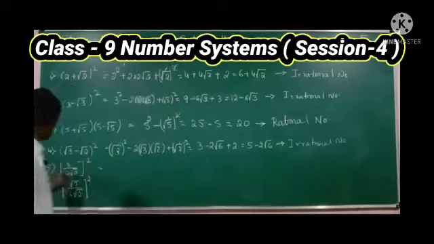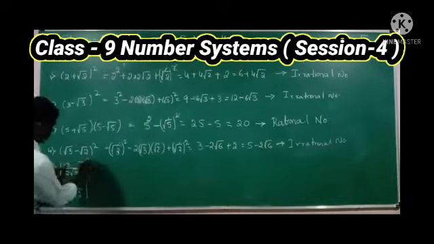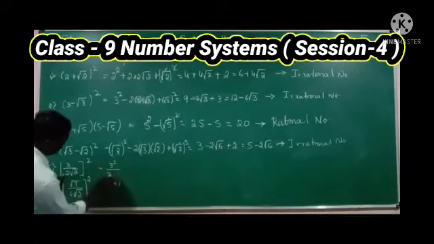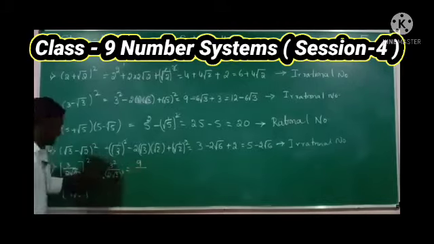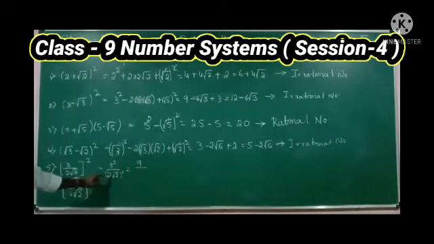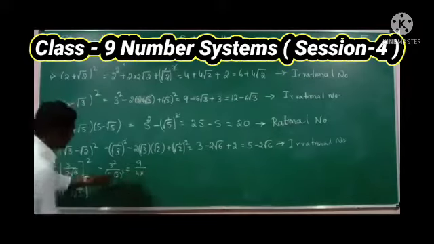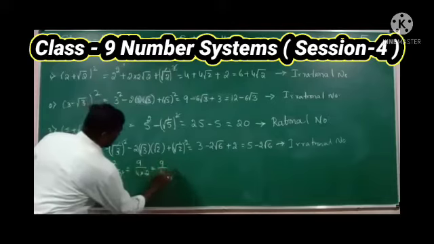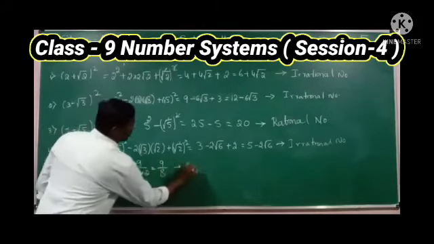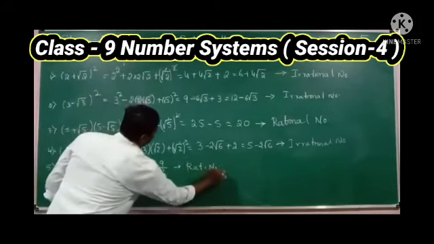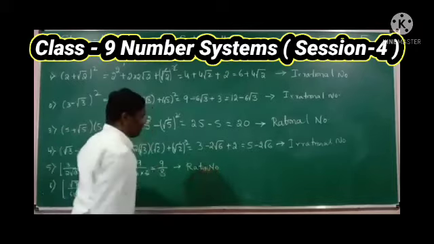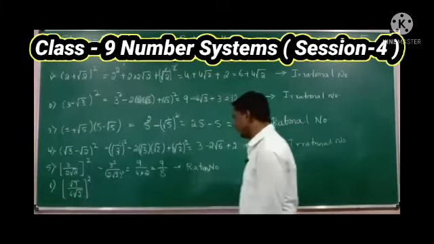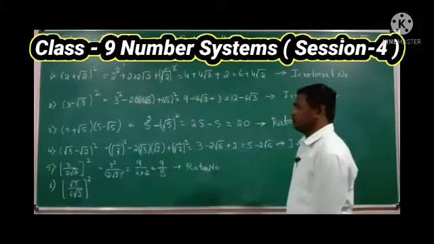Next, the fifth one. See the fifth question. We are taking whole square here: 3 square divided by 2 root 2 whole square. 3 square is 9. 2 square is 4; square and root get cancelled, remaining 2. It means 9 divided by 8. So this is a purely rational number, because it is in the form of p by q.